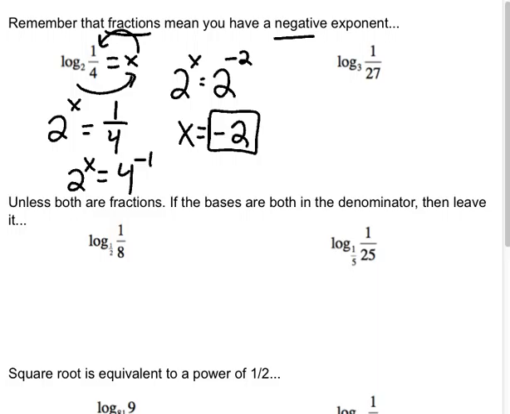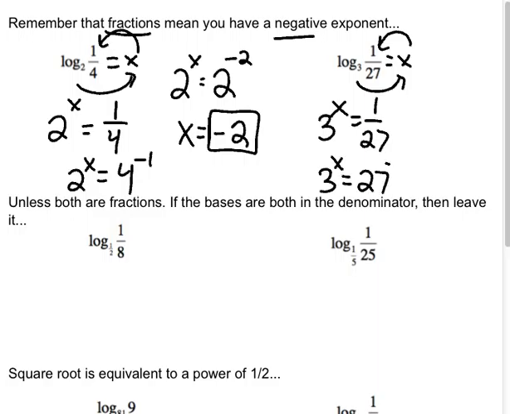Now, what about this one? Well, this one is the same story, okay? So 3 to the x equals 1 over 27. All right, so let's bring that 27 up, all right?